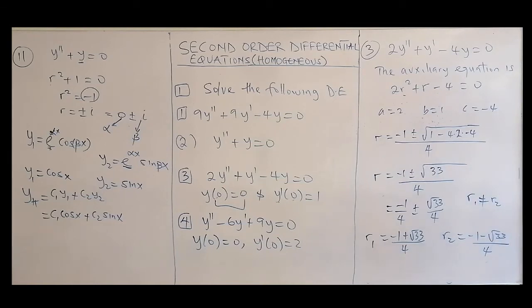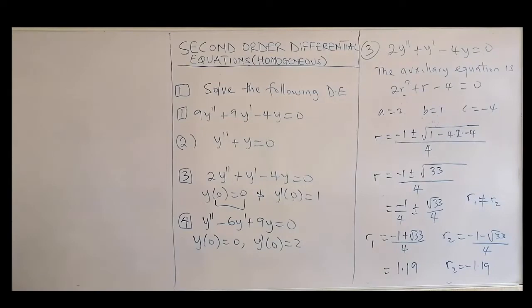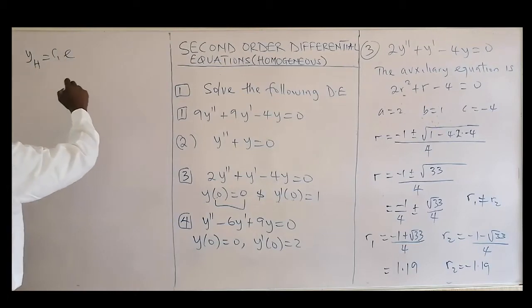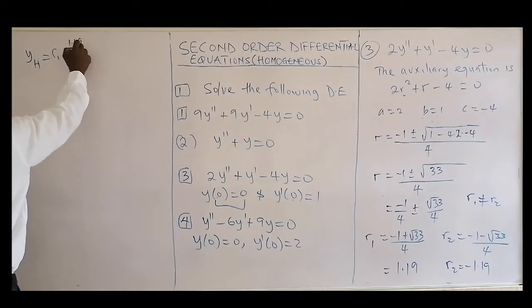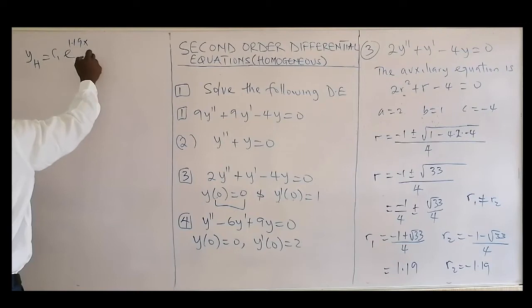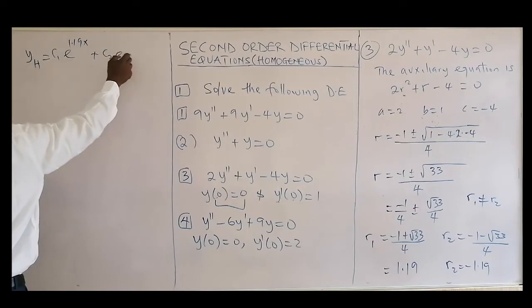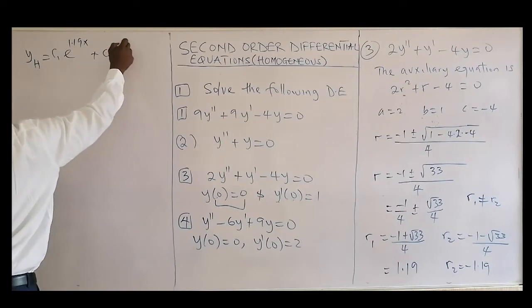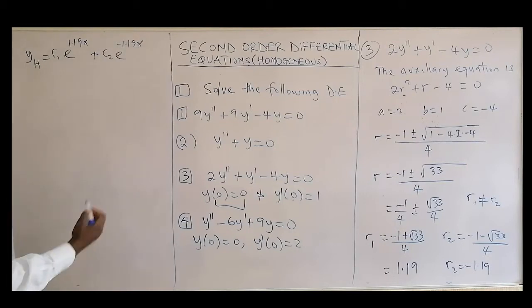So this we call two distinct real roots. The solution will be y is equal to C1 e to the 1.19x plus C2 e to the minus 1.19x. So that's what we have there.